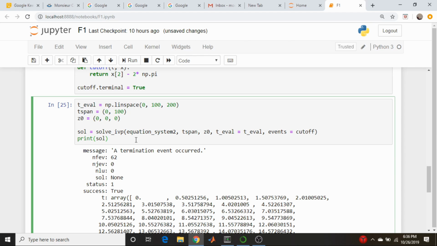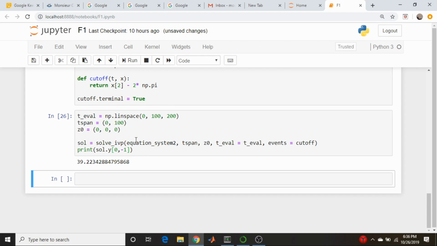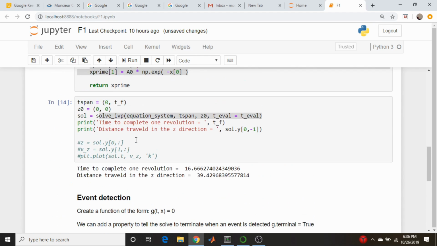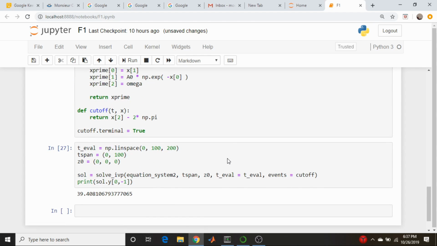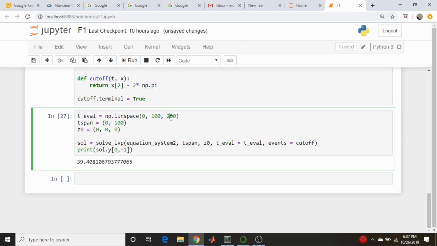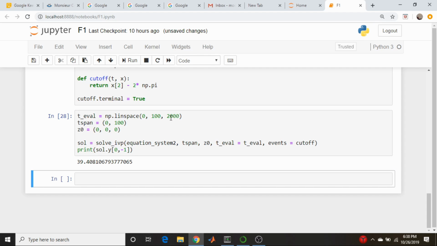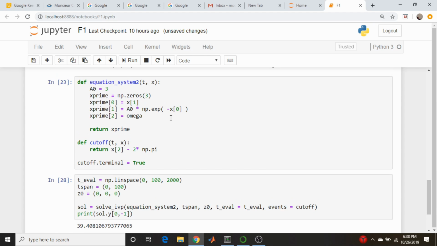So let's print out our final answer to make sure that we're correct here. So we want the solution.y, the first row, and the last element of that. So that looks good. Run, and we get 39.27, and what do we get back up here? We got 39.42. That's probably because of the interpolation. So if we were to bump this up to 2000, we get an answer closer to what we get above. So yeah, that's about all there is to it.